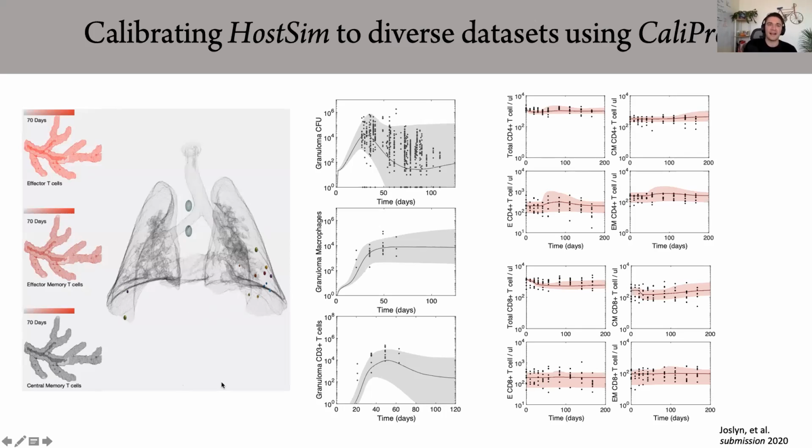And I'm sort of glossing over a whole lot of stuff here. There were even more calibration data sets. There were also more validation steps that we took. But in the interest of time, I'm going to keep moving forward.